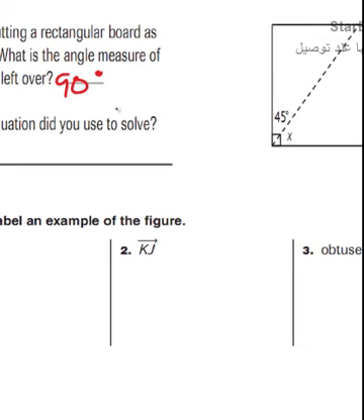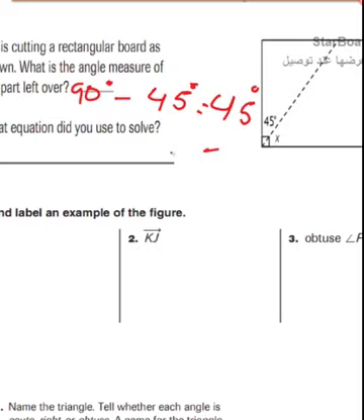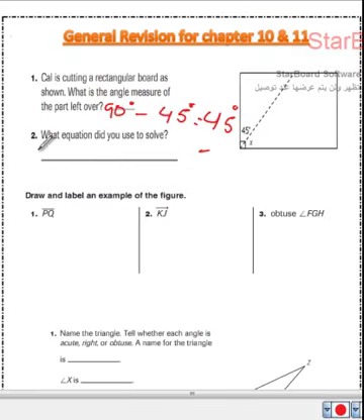90 degrees. What should you do after that? Minus. Excellent. Minus what? 45. So the answer is 45 degrees. Great job. If you answered that, you are right. Write an equation. Of course, I wrote this equation.